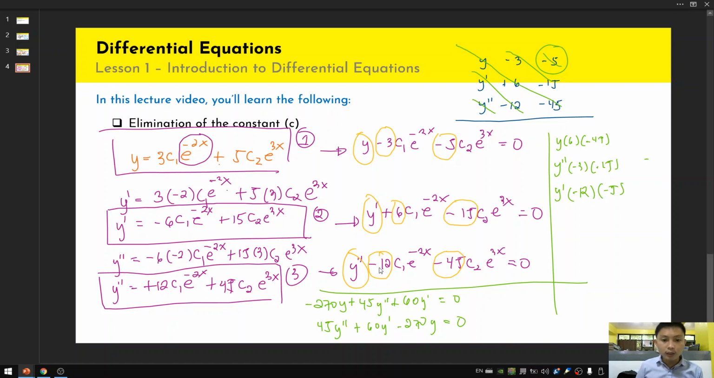So wag na, yan lang muna. So this is the differential equation, DE. The differential equation contains derivatives, and y double prime, y prime are the derivatives. Okay, so that's it.